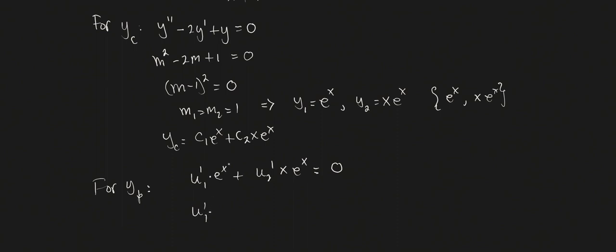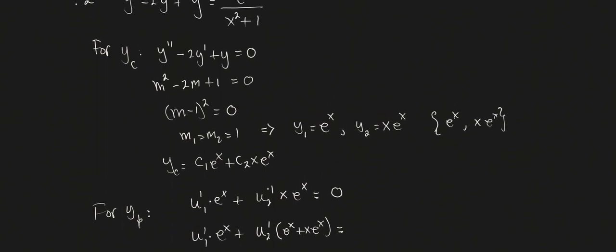u1 prime times y1 prime, but the derivative of e to the x is still e to the x, and then plus u2 prime. Now I have to find the derivative of x e to the x, so I have to use the product rule. So that is e to the x plus x e to the x, and then that is equal to now my f of x. Well, what's f of x?